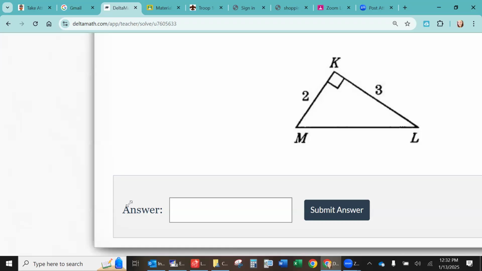Yes, sir. Sine would be opposite over hypotenuse. Yeah, it would be 4. Good job.